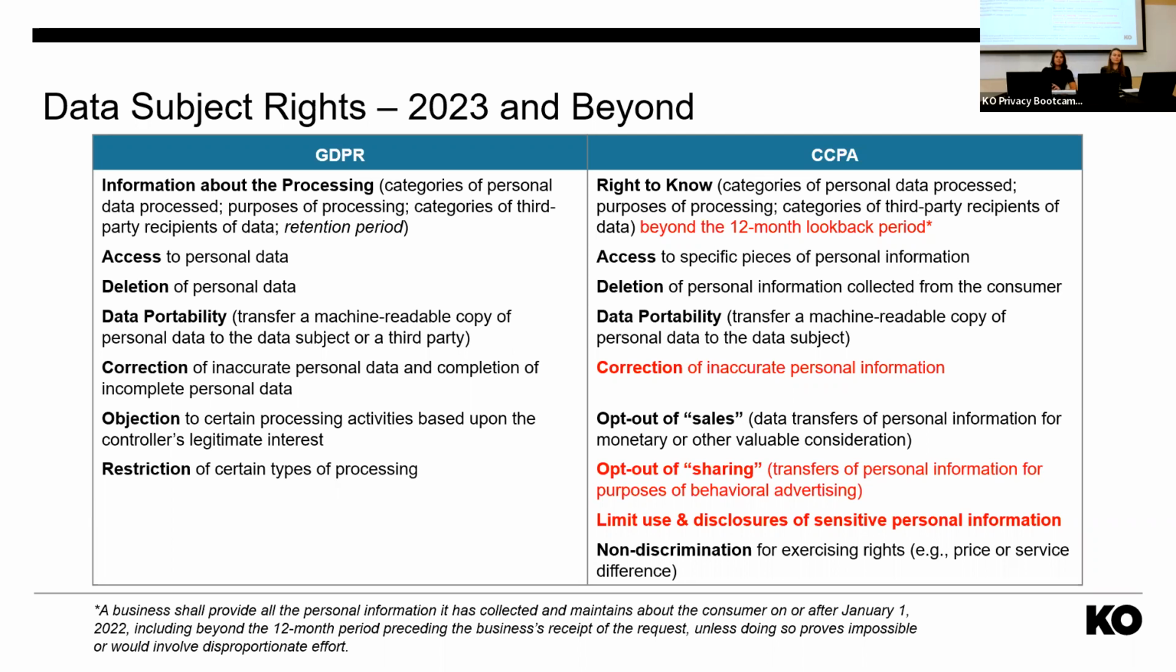The other shift here for California is currently when responding to a request to know certain information, you have to provide that information covering the prior 12 months from when you received that request. That look back period is no longer going to be restricted to 12 months. And so you need to show that there's a disproportionate effort or it's unreasonable to have to go beyond that 12-month look back period. So that's also another shift for California.